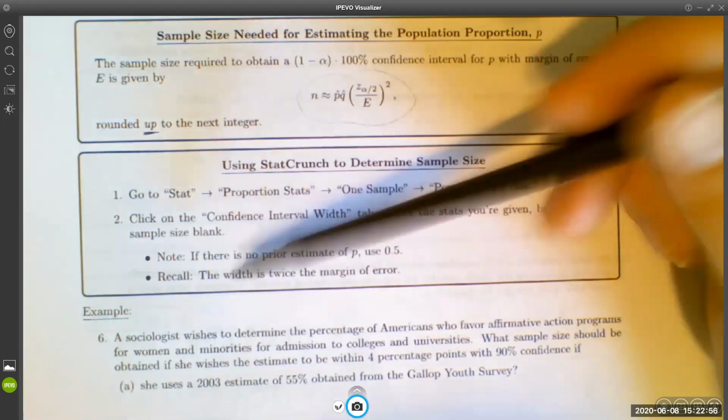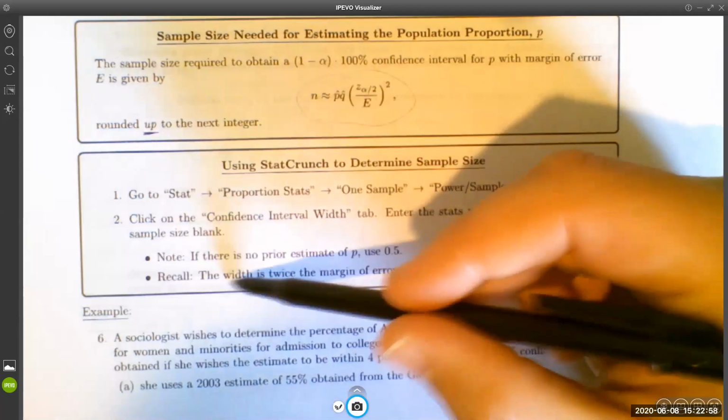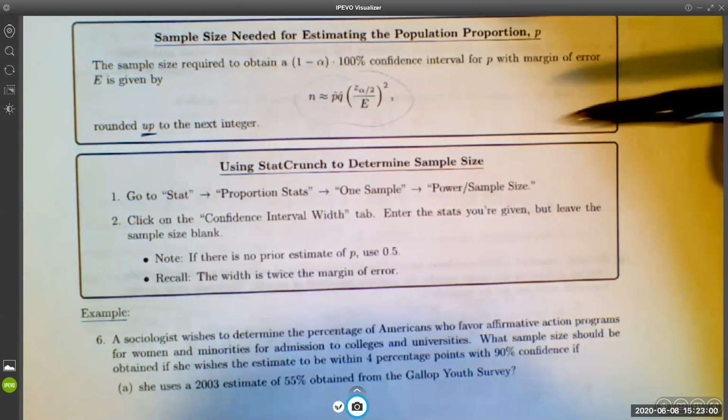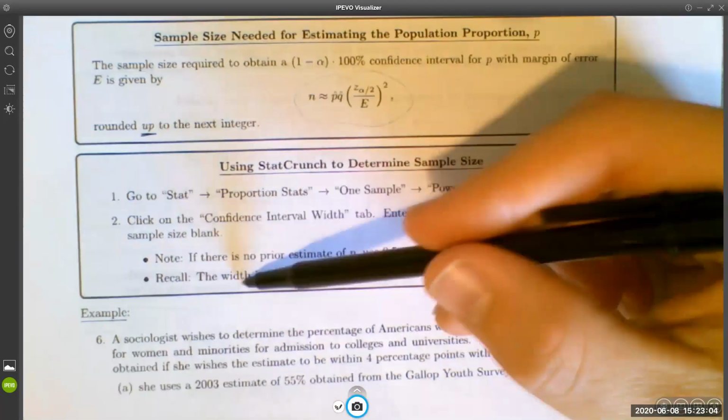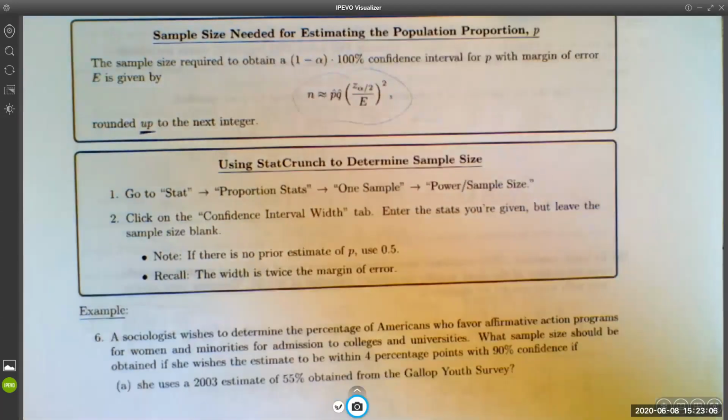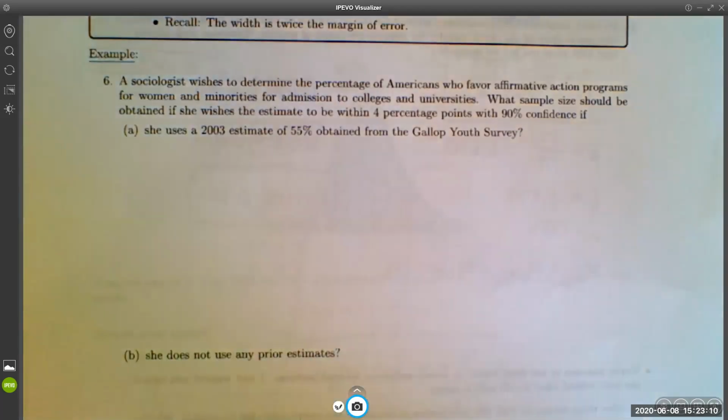And remember that the interval width is twice the margin of error. So whatever they tell you in the problem is the margin of error, double that when you put it in for the width. Let me take you through a couple examples of this, and then we'll finally be done with this section. Kind of a long one today.